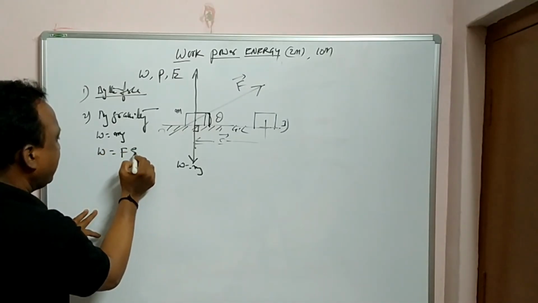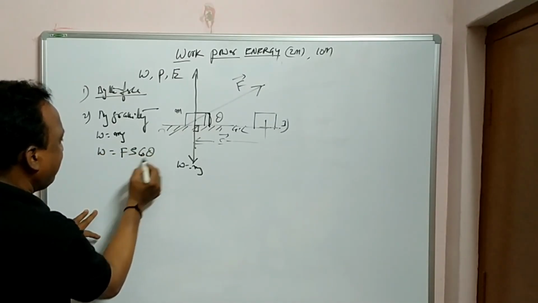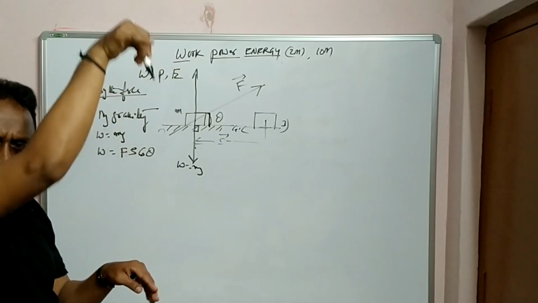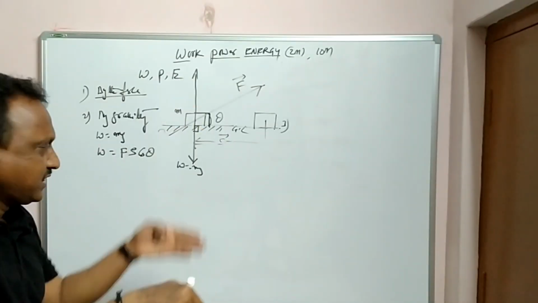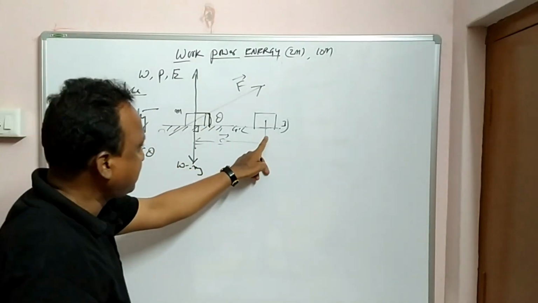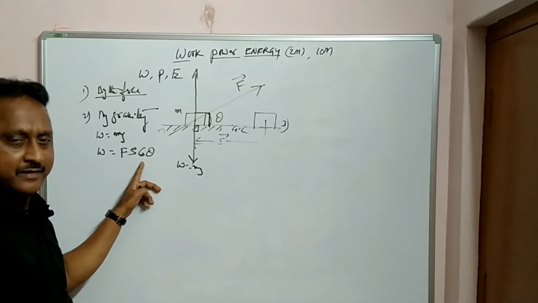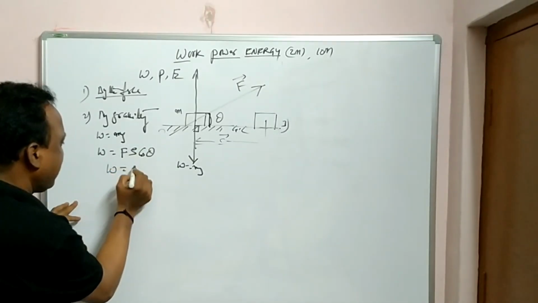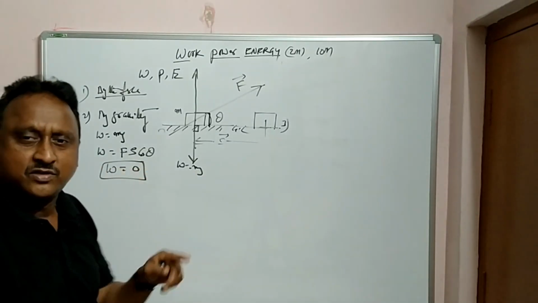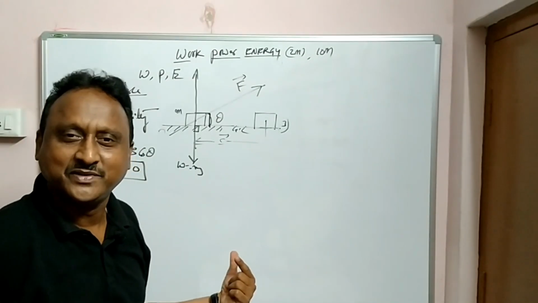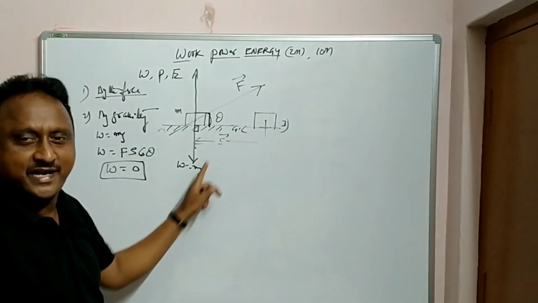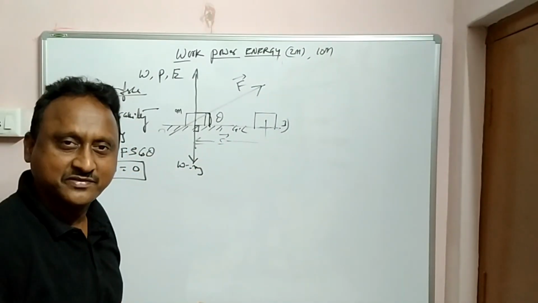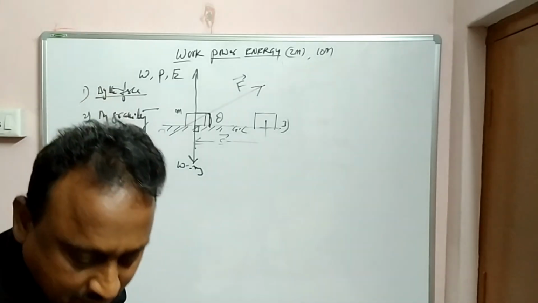W is equal to Fs cos theta. What happens? Force, weight, work done by gravity, gravitational force, mg. This weight and displacement are making an angle 90. So cos 90 is 0, therefore work done is 0. So work done by gravity is 0 here again because displacement and gravitational force are making 90 degrees with each other. Okay, clear? Right.